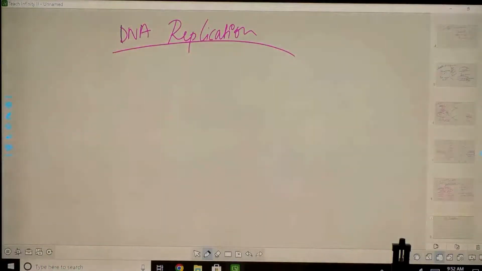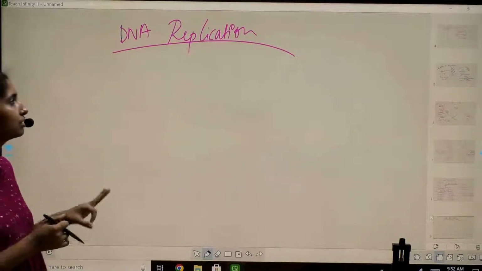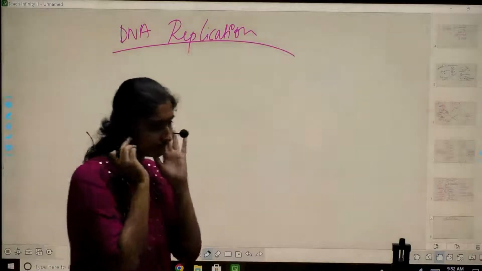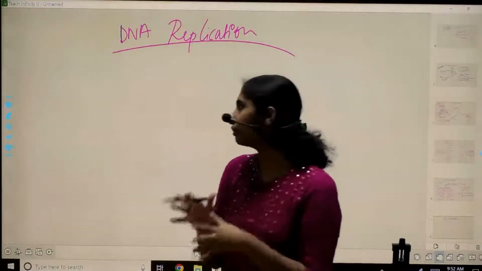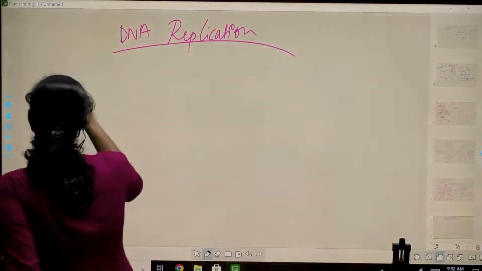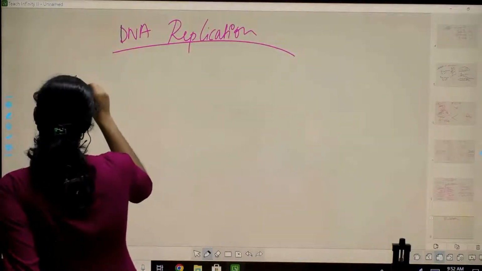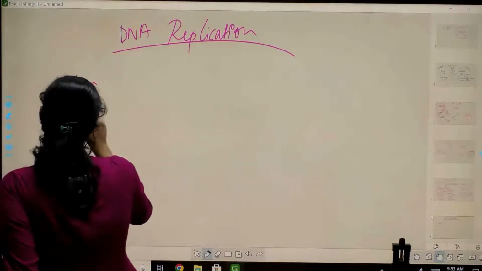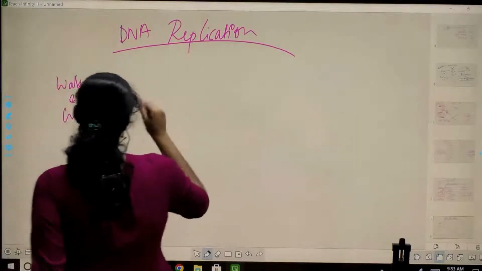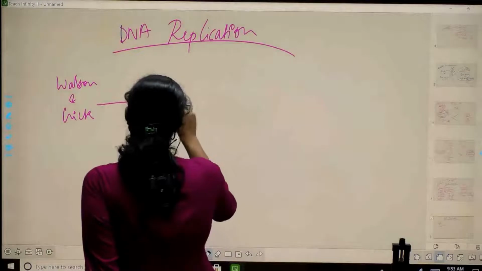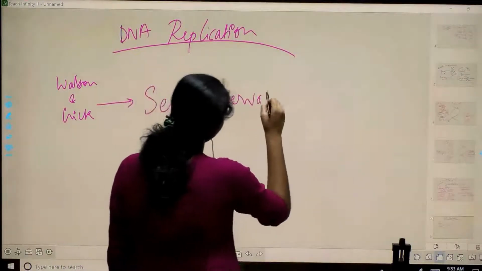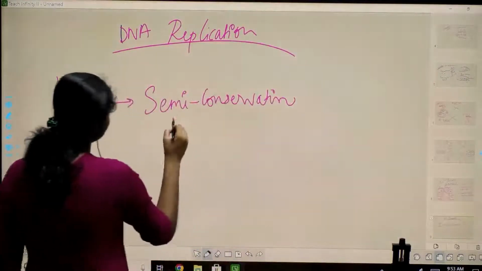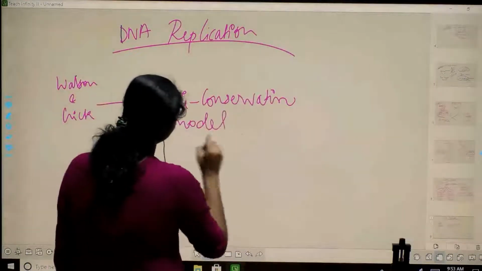Now, before Watson and Crick gave their model of DNA replication, there were three proposed models of DNA replication. These were semi-conservative, conservative, and dispersive. Now, out of these three, the one that Watson and Crick gave was the semi-conservative model of DNA replication.